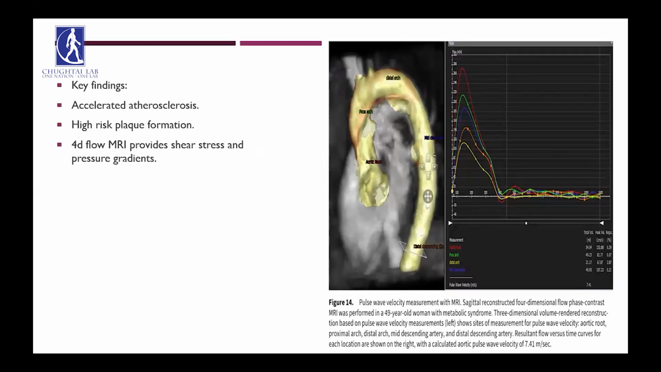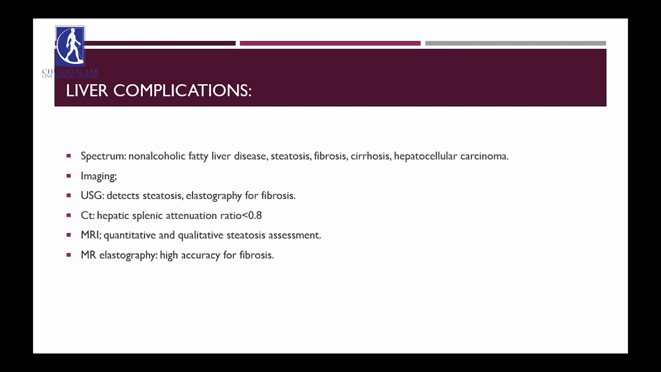In continuation of vascular complications, next we have a cardiac MRI, which has an inbuilt 4D pulse wave velocity measurement software. It measures shear stress and pressure gradients in different parts of the aorta, like the arch, root, ascending or descending aorta, and it makes a graph out of these values. With the help of this graph, we assess accelerated atherosclerosis and high-risk plaque formation. So it is just an inbuilt software in cardiac MRI.